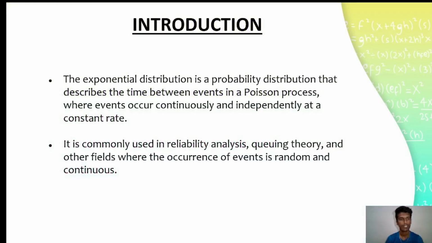First we're gonna see the introduction. The exponential distribution is a probability distribution that describes the time between events in a Poisson process where the events occur continuously and independently at a constant rate. The exponential distribution is a technique which we are going to use to see the expiration of a product, when it's going to end or expire in a particular time.